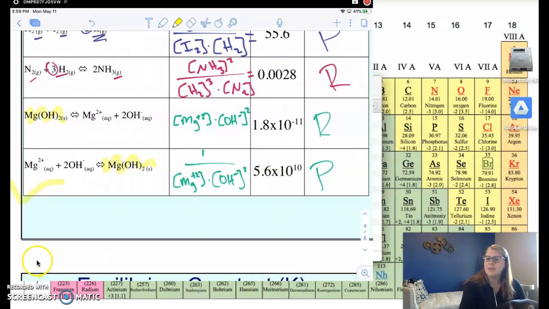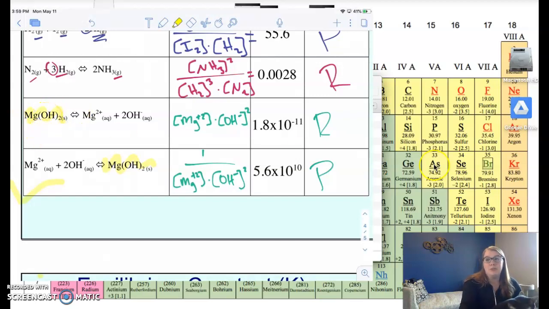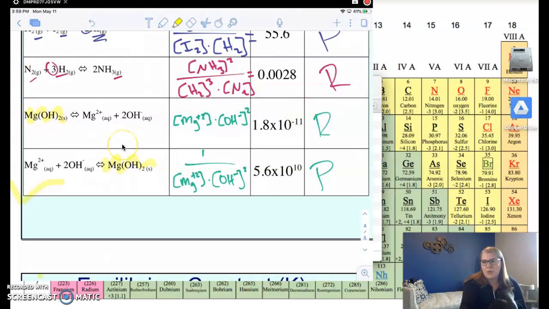If you think about it, this kind of makes sense. So magnesium hydroxide in water, right? This is just a dissolving equation. It can be at equilibrium though, so you can go back and forth. Magnesium hydroxide is actually insoluble if you look at your solubility rules, which makes sense why reactants are favored, because so few of those ions will actually form in solution.